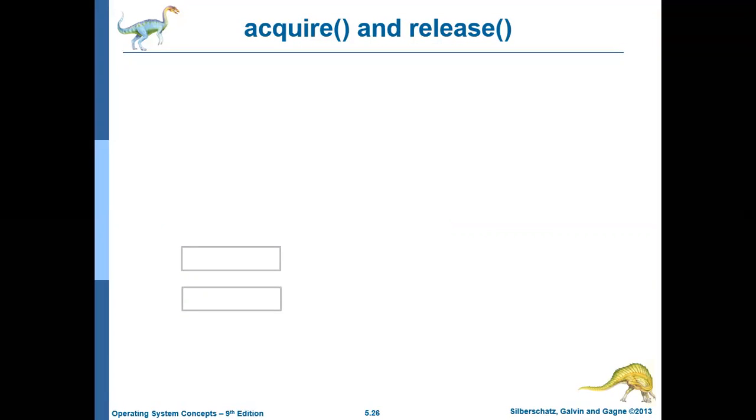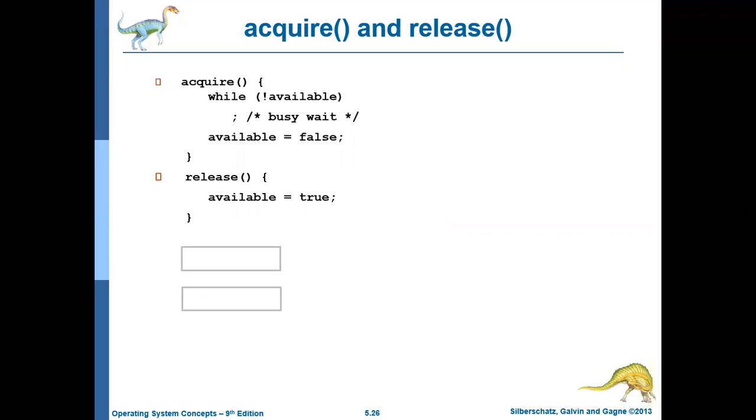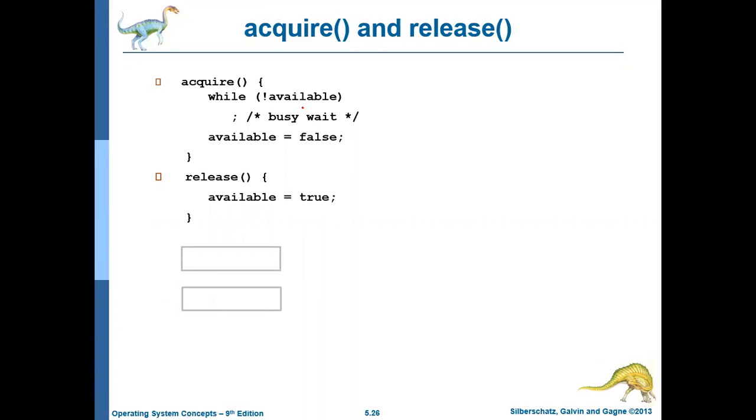This is how normally the code for mutex lock appears. There will be two functions, acquire and release. Before entering the critical section, the particular process should execute acquire. In acquire, it checks while not available. Here we use the term available. Available means whether the critical section is currently available or not.